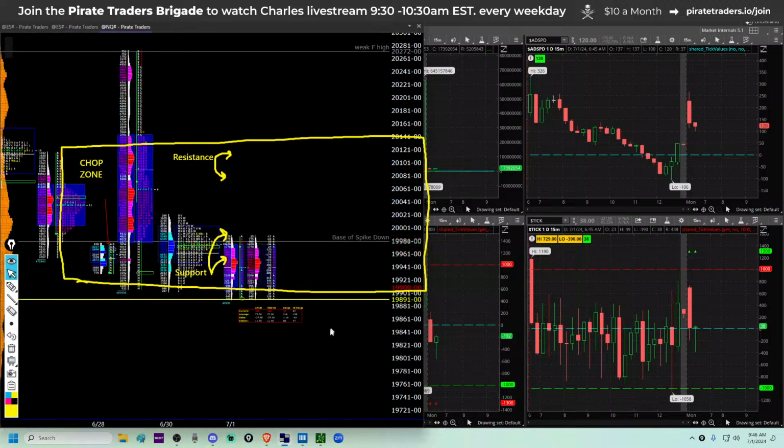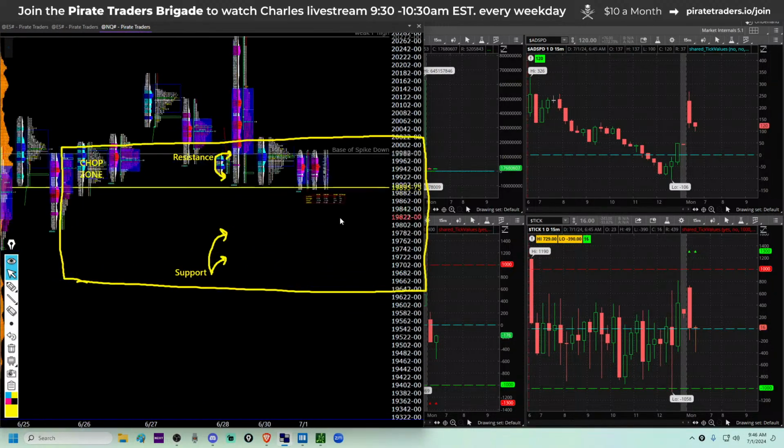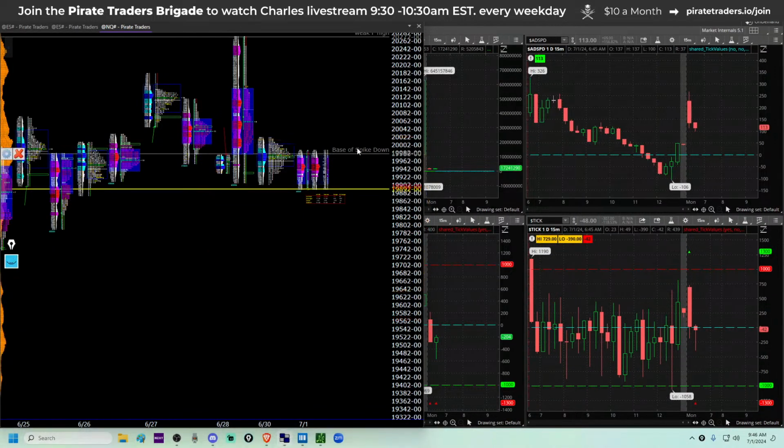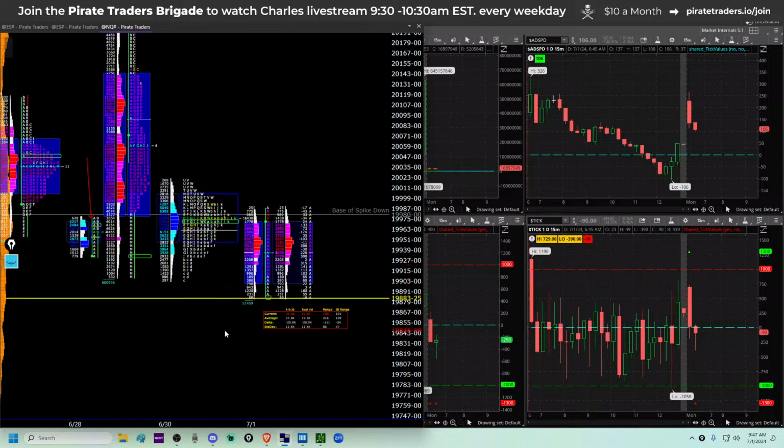Let's quickly take a look at the NQ. Okay, so the NQ is getting bearish here. The NQ held the base of the spike down. Remember we said the most bearish scenario for the NQ would be if it opened below the base of the spike and then turned the overnight range into resistance. That is what it has done. The next step for it is to get below the previous day's low. It has just done that as well.